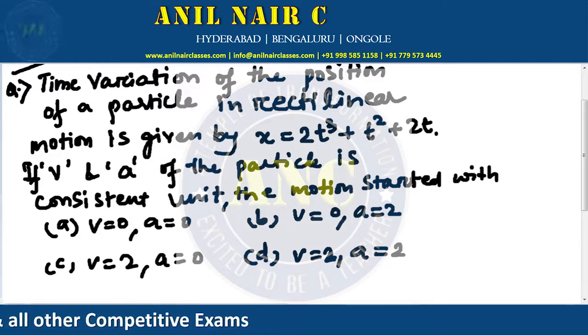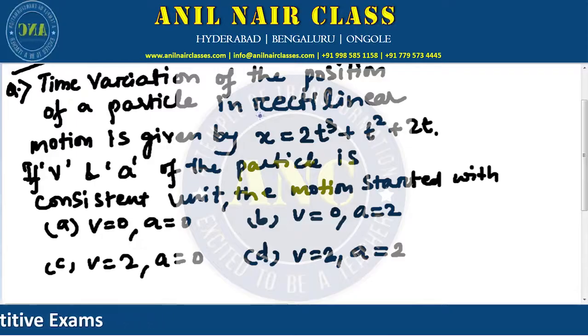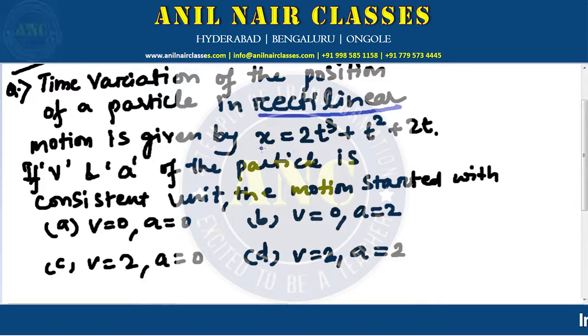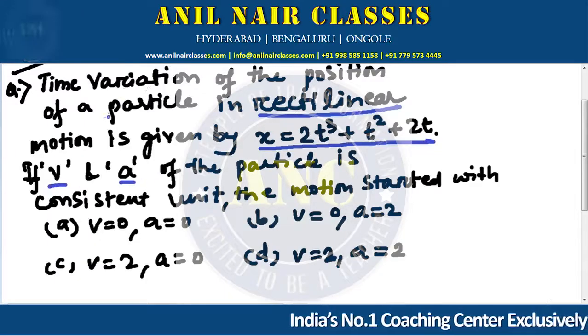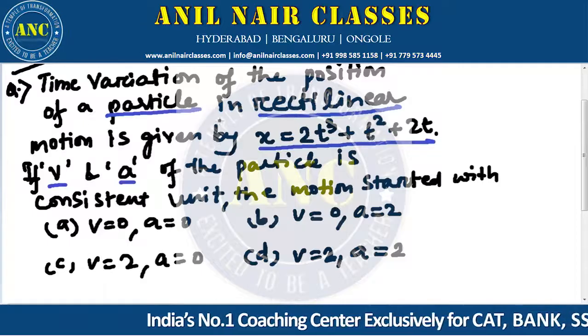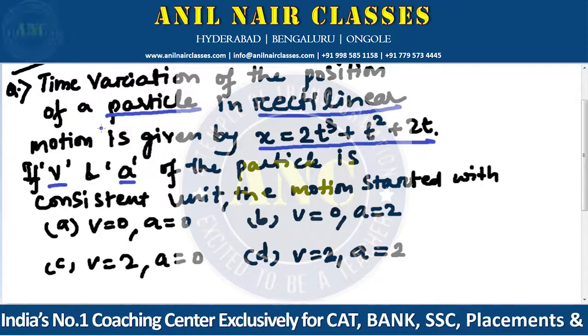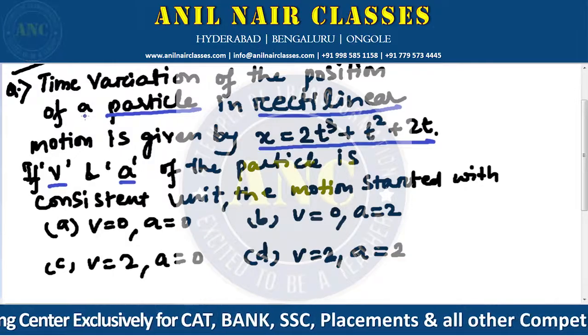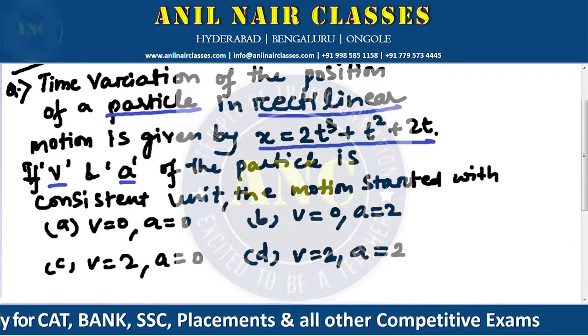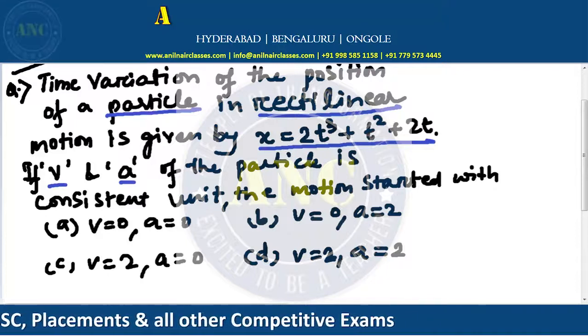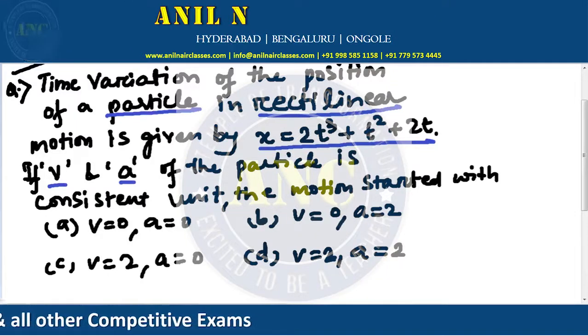So from here it is very clear. If you underline this part, rectilinear, there is a discussion of x, there is a discussion of v, and here there is a discussion of what? Rectilinear particle, about a particle. So this question is from where? This question is from kinematics of particles. Correct or not?